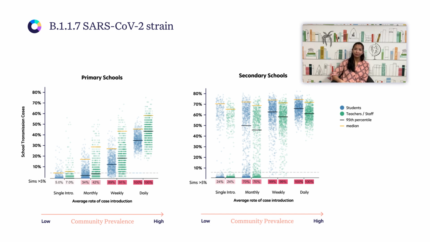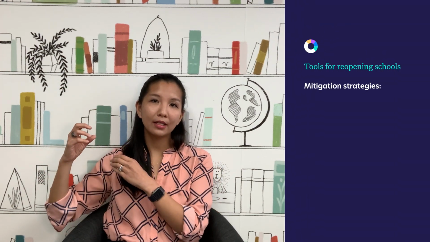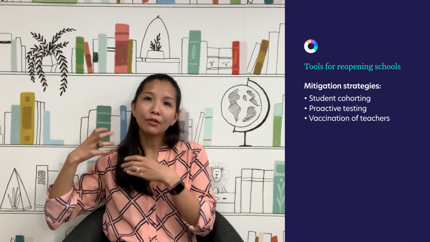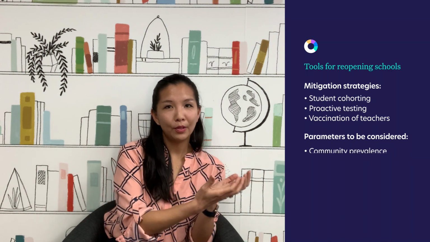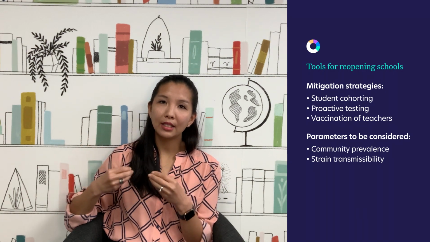At the end of the day, there's really no right answer for how exactly to reopen a specific school. And our goal here with this interactive model is to make a tool that allows school administrators and policymakers to come at this problem in a data-driven way and look at how you take all of these mitigation strategies like student cohorting, proactive testing, vaccinating of teachers, and take into account other parameters like community prevalence, transmissive strains, and understand then how you layer all these things together as tools to be able to combat outbreaks as we think about reopening schools during the COVID-19 pandemic.